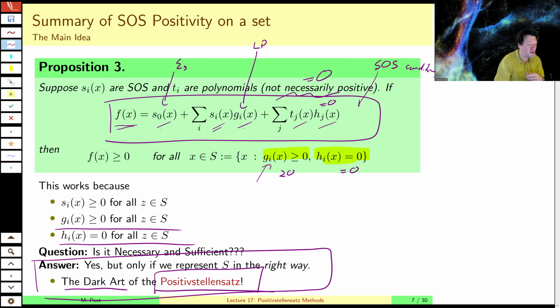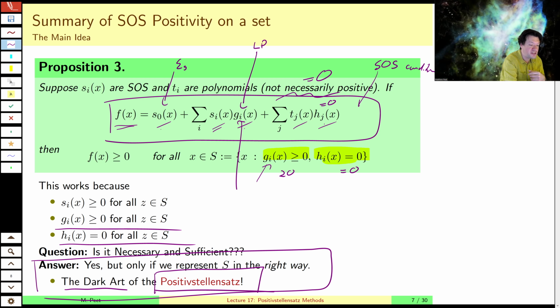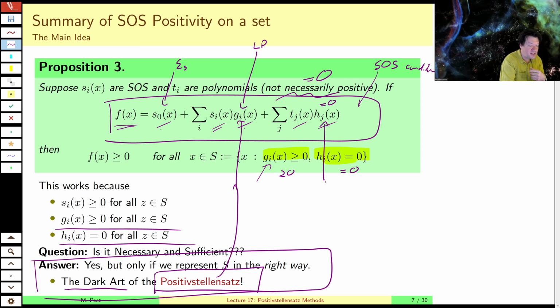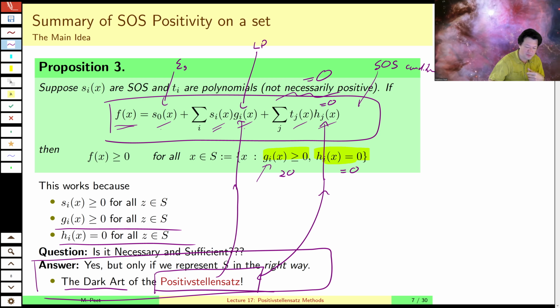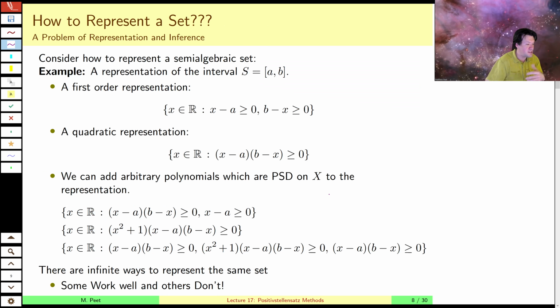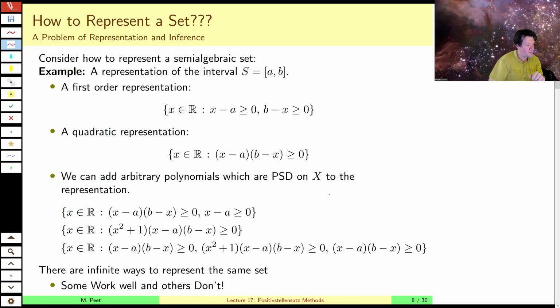But how well they work depends very strongly on how you've chosen your G and your H. And so really the positive Stellensatz tells us things about what's the right way of choosing G and H. Right? So we get to that. But before we get to that, let's go into these questions of inference a little bit deeper.